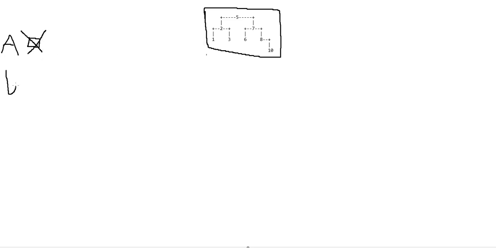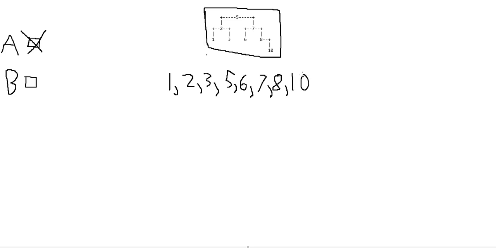Next, we want to look at B. The sequence for B given is 1, 2, 3, 5, 6, 7, 8, 10. We insert the values in this order. The first node we have is 1.